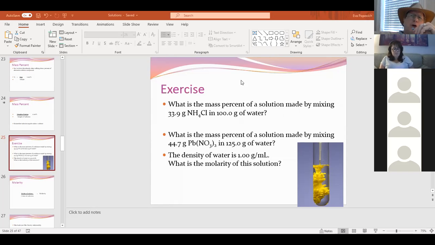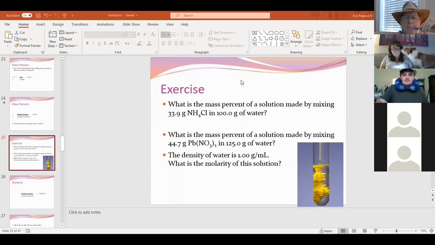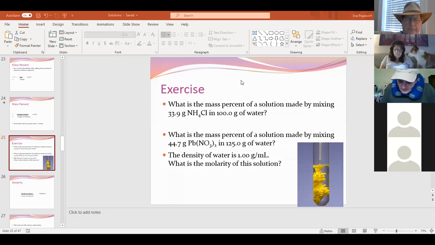Now, is that the part or is that the whole, Gate? That's the whole. All right, now what's the part? You divide it by 1.00. No, Gate, let's look. We got 44.7 grams of lead nitrate and 125 grams of water. Gate, what's the part? I want to know the mass percent of lead nitrate. What's the part? Kind of confused on this one.